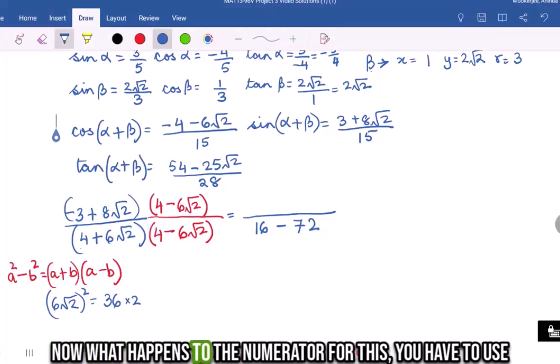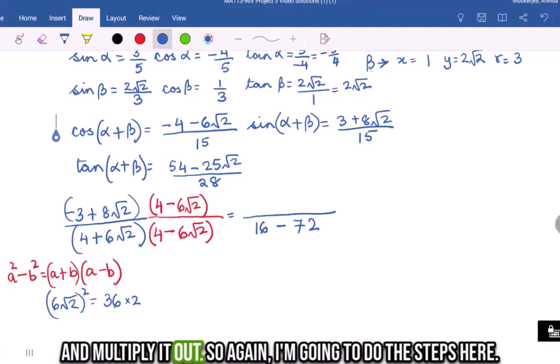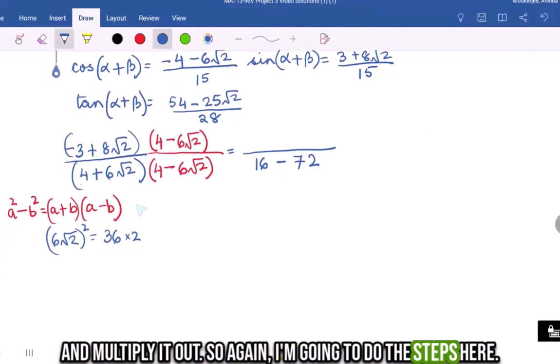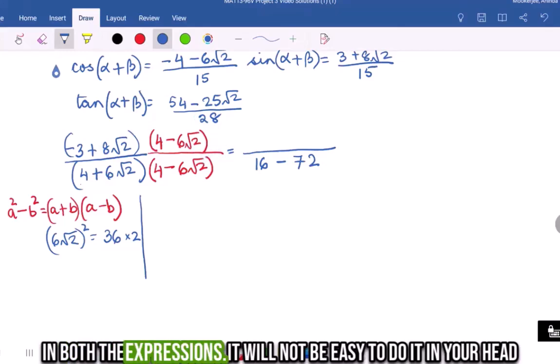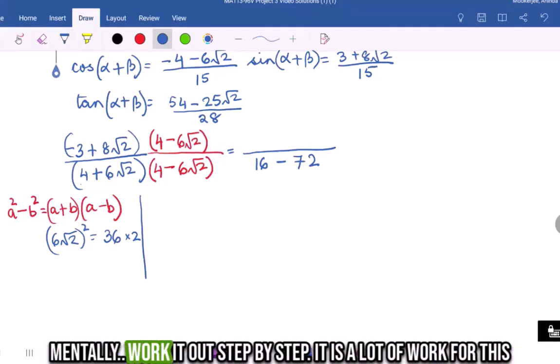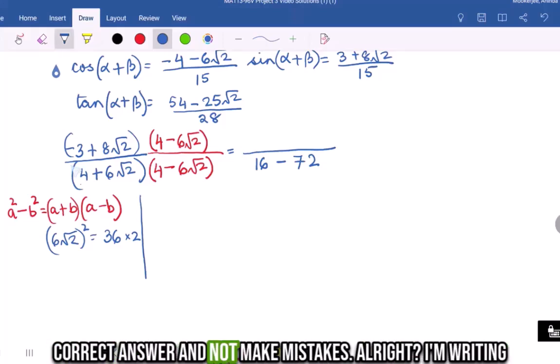Now, what happens to the numerator? For this, you have to use the FOIL method and multiply it out. So again, I'm going to do the steps here. All right. It's best to write out the FOIL here. We have radicals in both the expressions. It will not be easy to do it in your head mentally. Work it out step by step. It is a lot of work for this problem, but at least it'll be easier for you to arrive at the correct answer and not make mistakes.